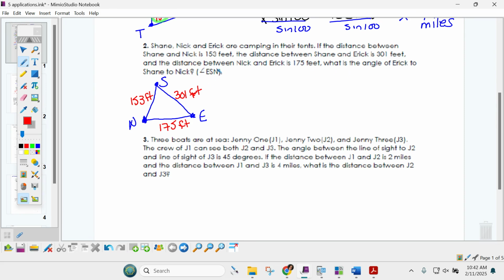So when you're given an angle as 3 letters, you start at the first letter, the vertex is the middle letter, and you end at the last letter. So E to S to N means I'm finding this angle here. When you're given side, side, side, that's law of cosines. So I've got 175 squared equals the other side squared minus 2 times the sides cosine.